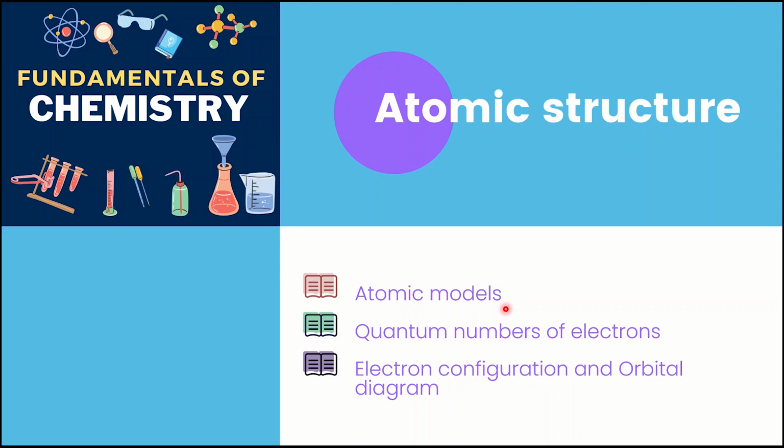And you can see here that it is in plural, which means that we have more than one atomic model, and it start in the past from one picture and change to another picture when the scientists got more information. And then we're gonna look at the quantum numbers of electrons, and at the end we're gonna look at electron configuration and orbital diagram. But in this session we're gonna look at the development of atomic model.